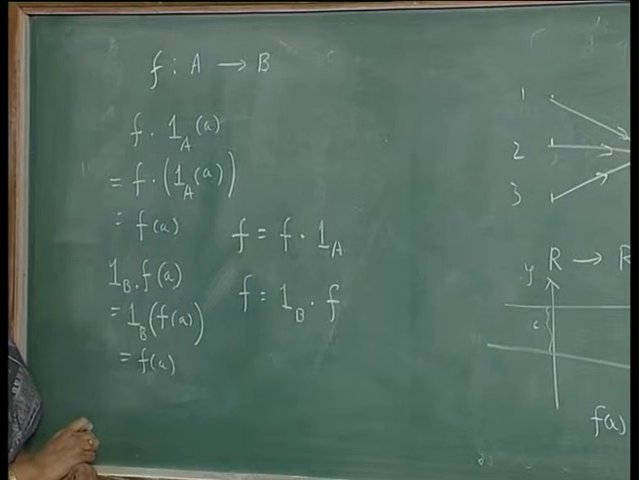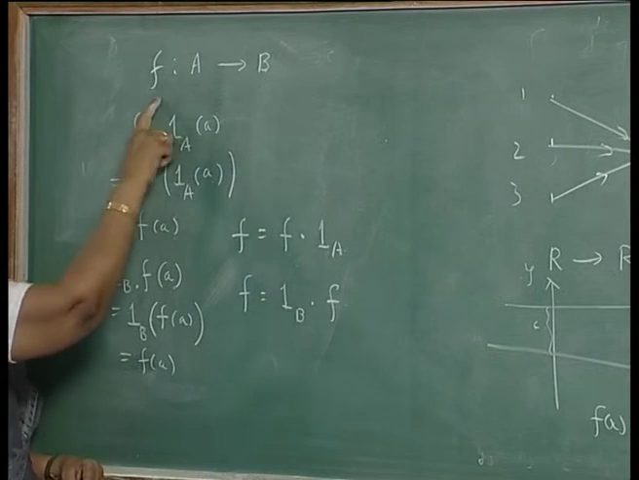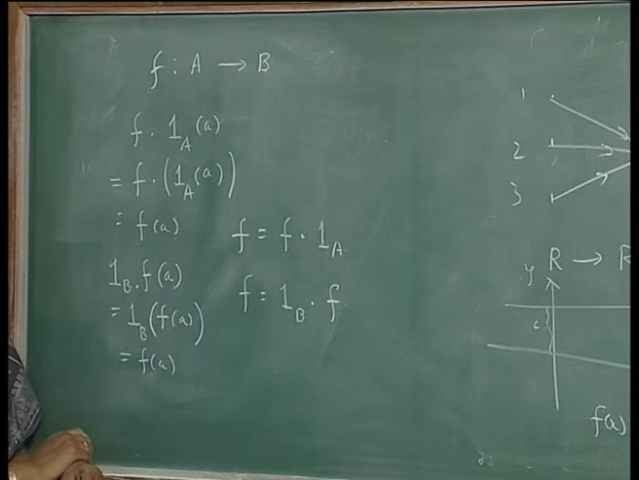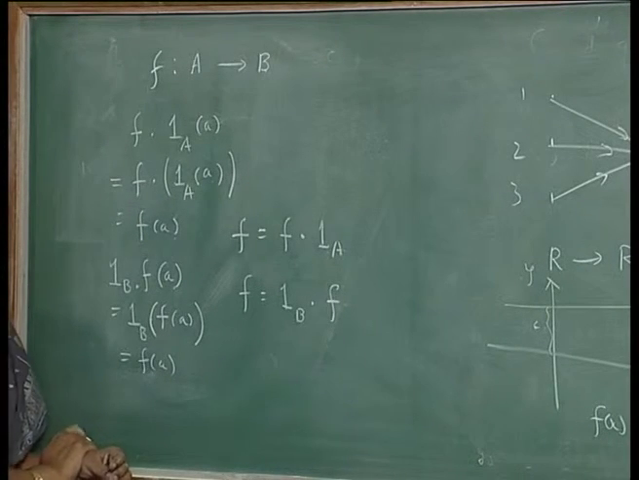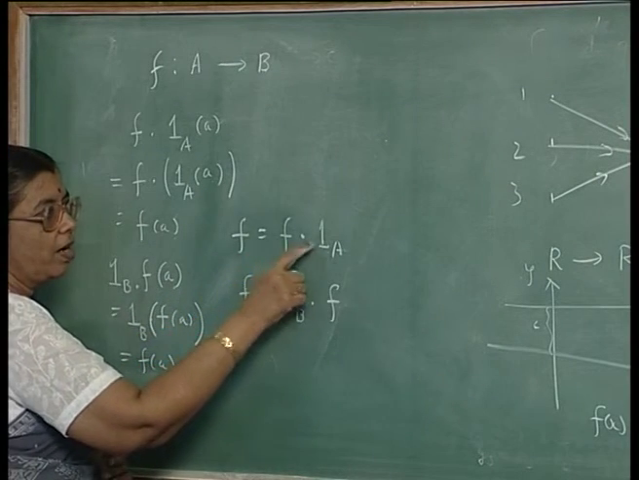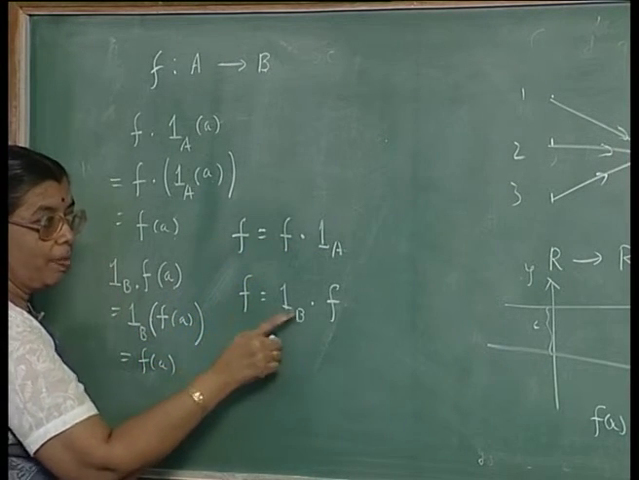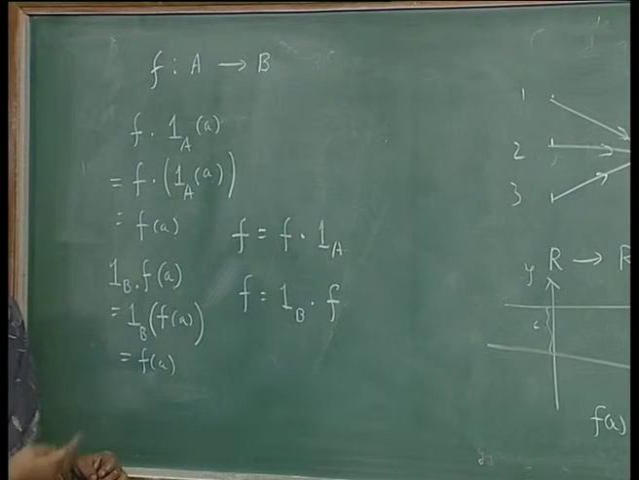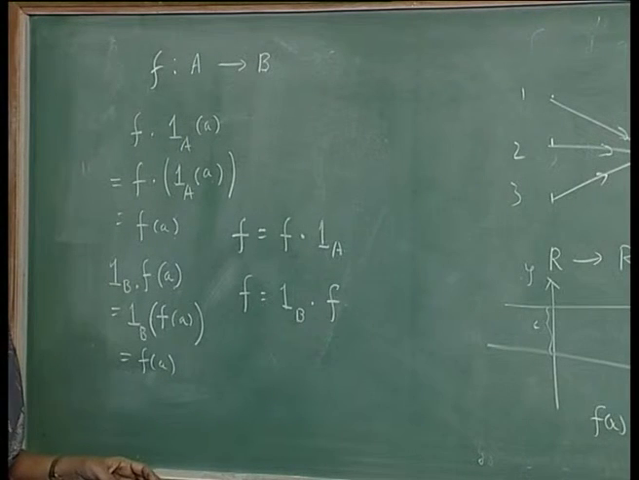Please note this difference. f is from A to B, 1a is the identity function on A, 1b is the identity function on B. Then f is equal to f dot 1a and f is equal to 1b dot f. You should not write it the other way around, it may not have proper meaning.